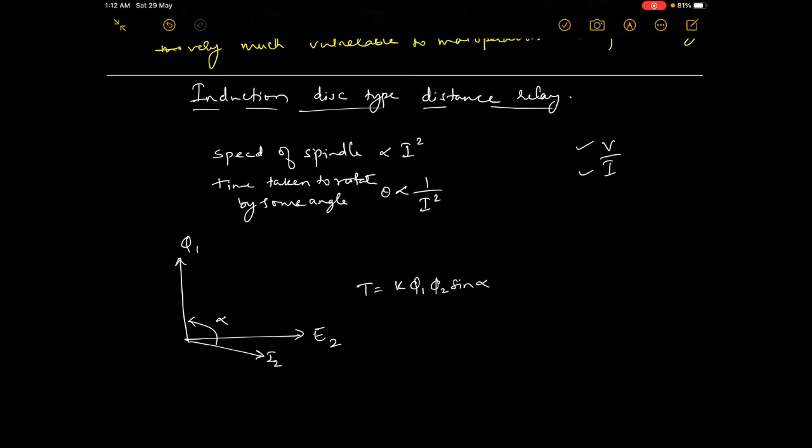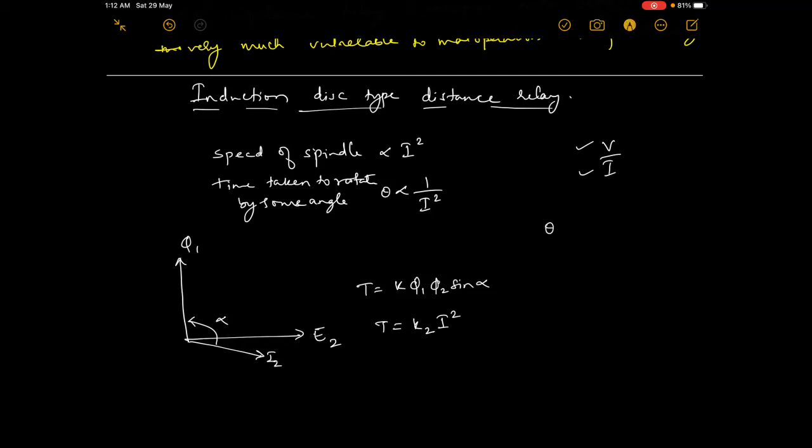Now we want somehow this to be 90 degrees. If this is 90 degrees, our torque would remain k2 into I square. We had discussed these things, so I want you to remember those things.